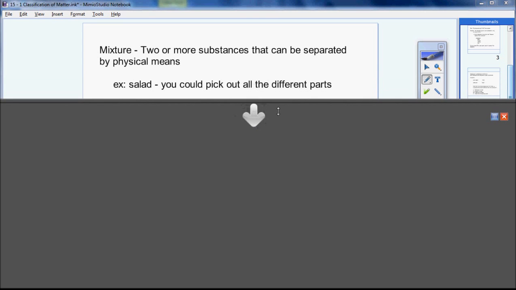Okay, we also said, for example, you could have a salad. So if you didn't write down the salad, you can write that down. So you could pick out all the different parts.